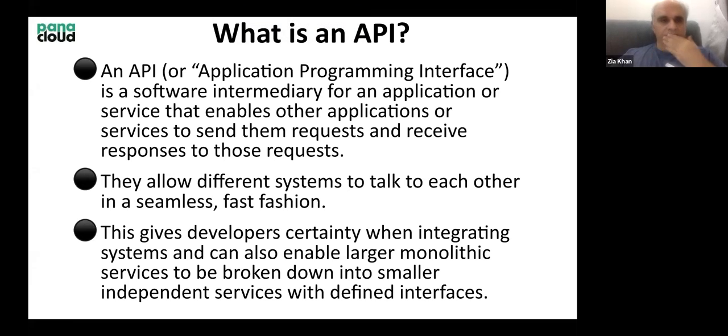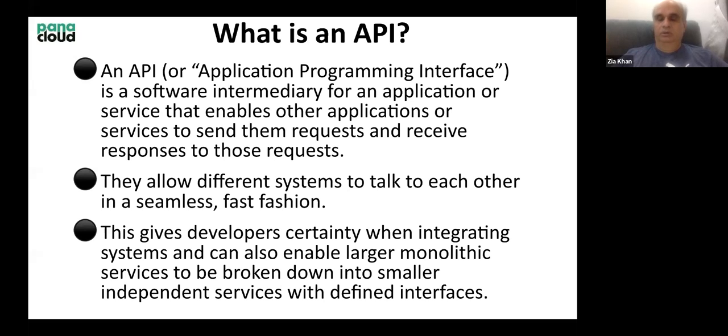No problem. Now, the first thing is, it's saying an API is a software intermediary for an application or a service that enables other applications or services to send them requests and receive responses to those requests. So API is basically talking between 2 programs. One program sends a request, the other program sends a response. All these APIs are nothing but a way of talking. It's a 30-year-old technology. Of course, the technology has changed. Right now we have REST and GraphQL and other methods, but the concept is quite old. It allows different systems to talk to each other seamlessly. This gives developers certainty when integrating systems, and also enables large monolithic systems to be broken down into smaller independent services with defined interfaces.